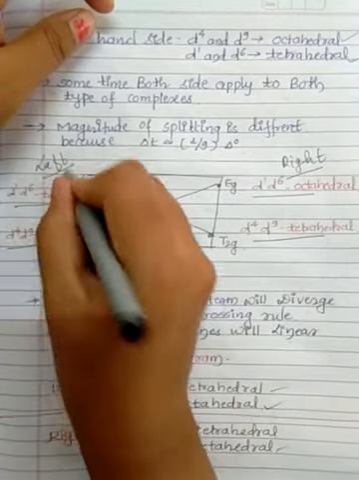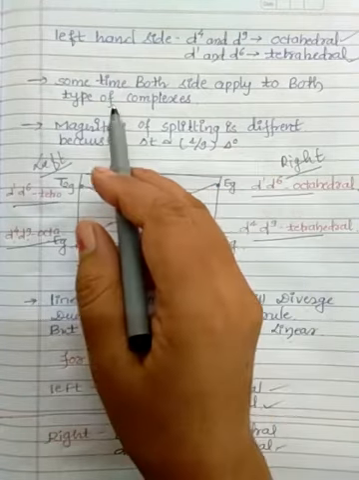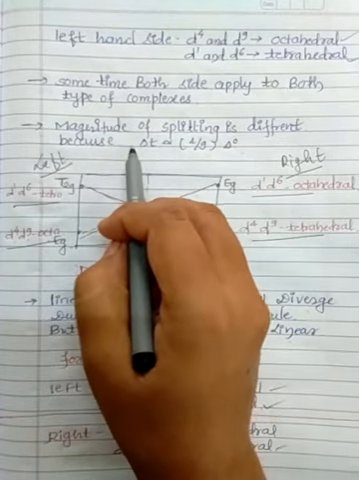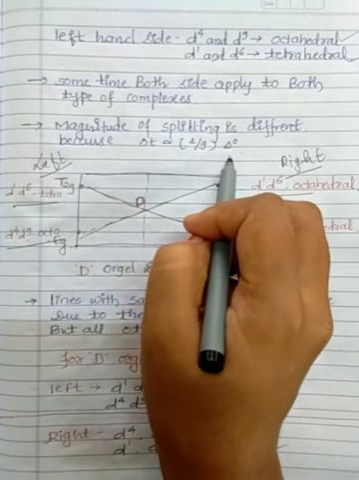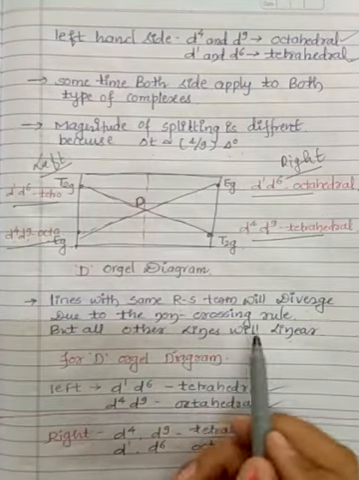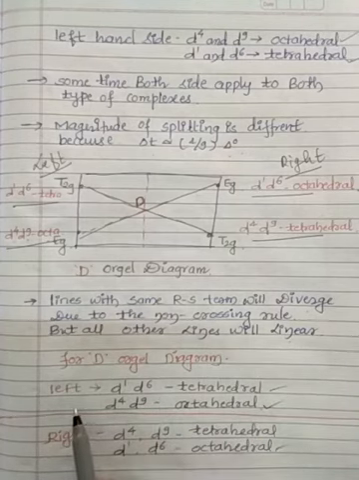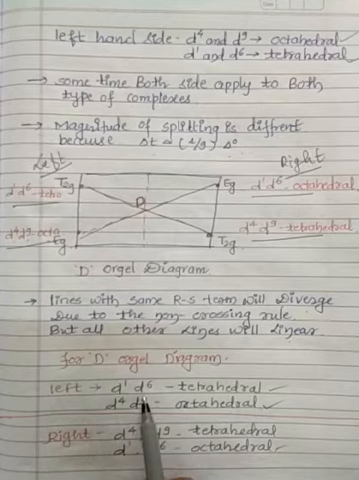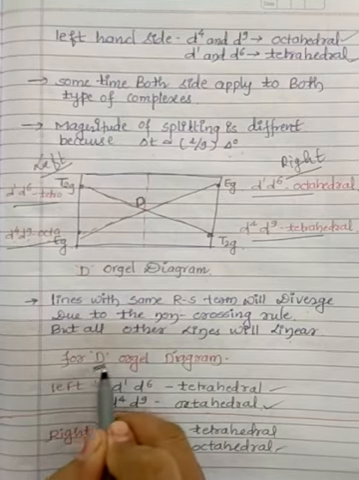What you mean to write in this part, you have to just explain in words for 5 marks. Sometimes both sides can be applied for both types of complexes. The magnitude of the splitting is different because delta T is more or less equal to 4/9 delta naught. Next, lines with the same Russell-Saunders term will diverge due to the non-crossing rule, but all other lines will be linear. For the D Orgel diagram, the left side, I have already told this: D1, D6 for tetrahedral, D4, D9 for octahedral. Next, the right side, D4, D9 for tetrahedral and D1, D6 for octahedral. This is for the D Orgel diagram.